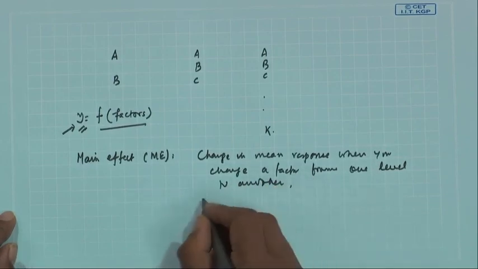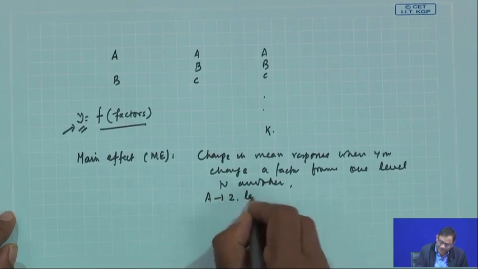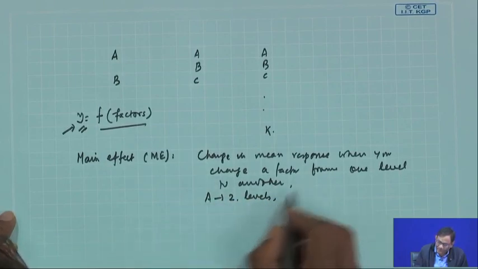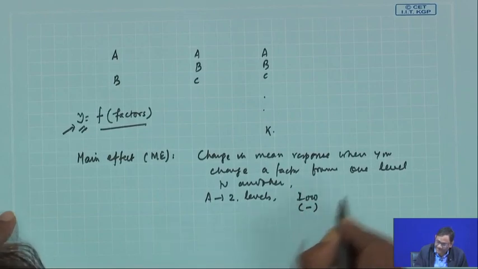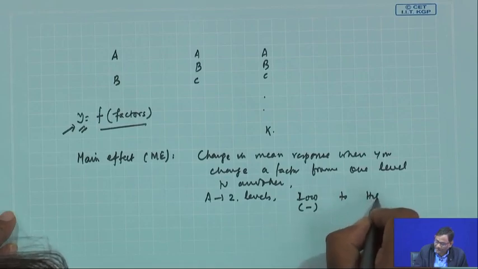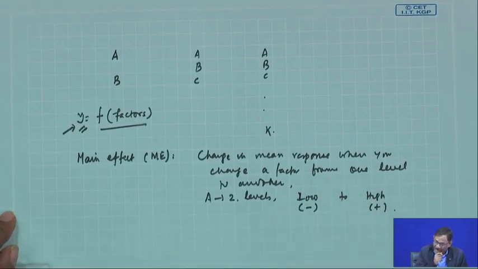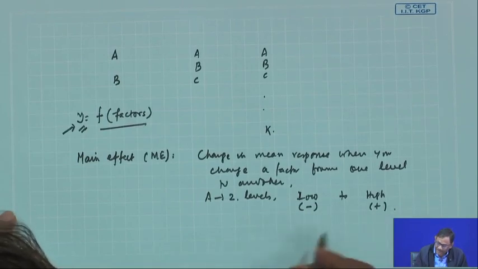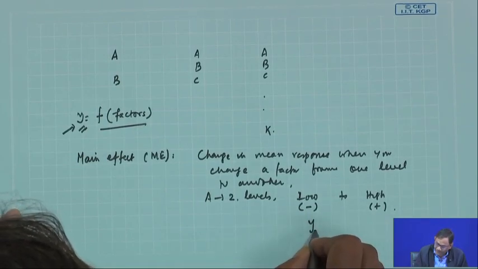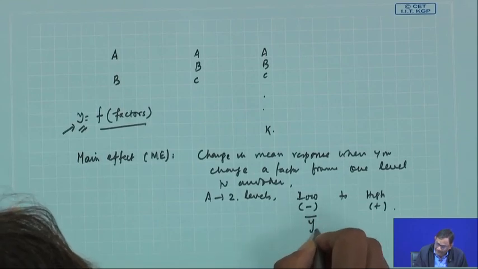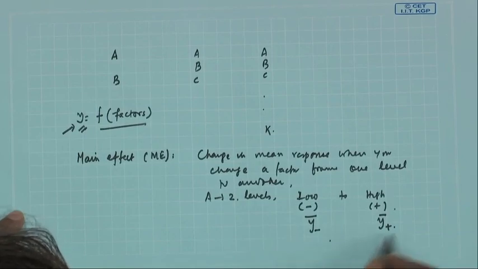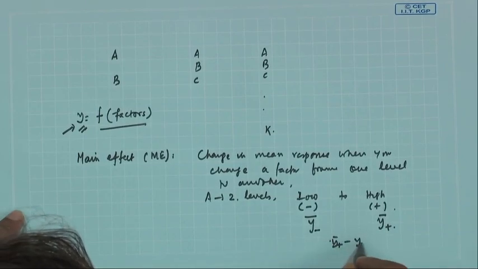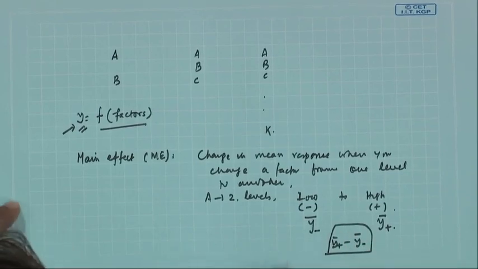For example, if A is having two levels, what will happen if you change from one level, the low level which we say minus, to the high level which we may say plus. So, low to high, then there will be a change in y. So, this will be y bar minus, this may be y bar plus. Then what is the change? Change in average is y bar plus minus y bar minus. This change is the main effect.